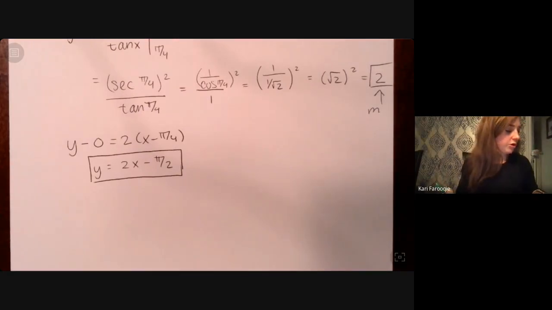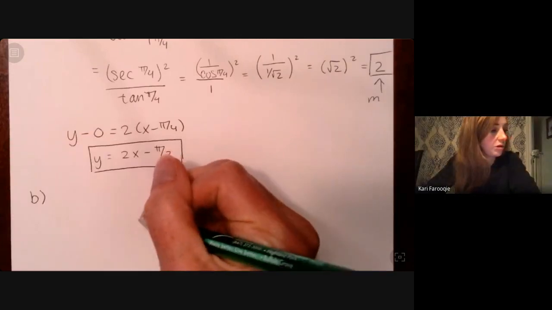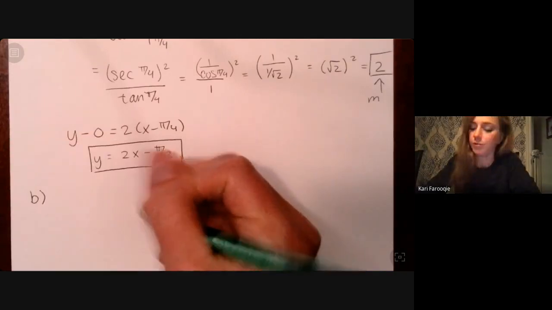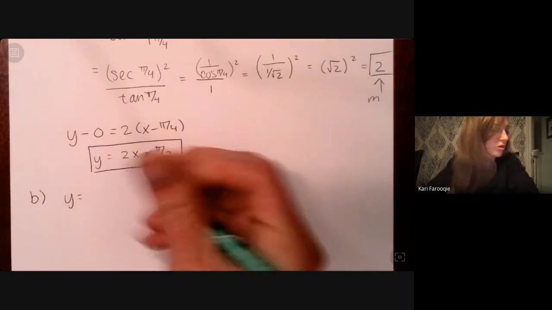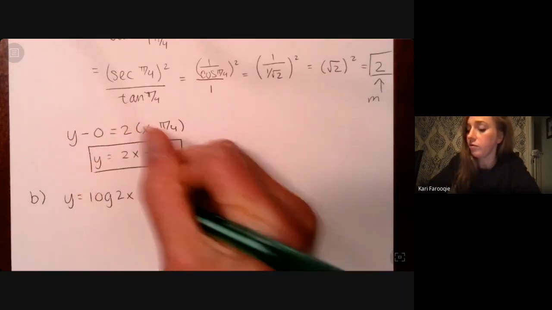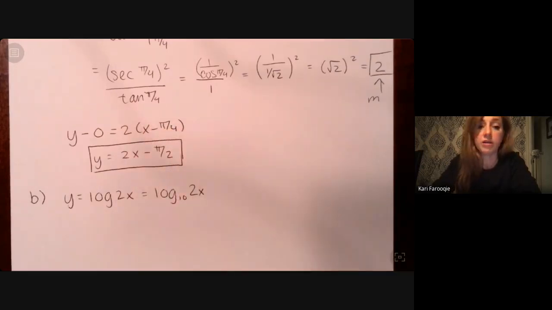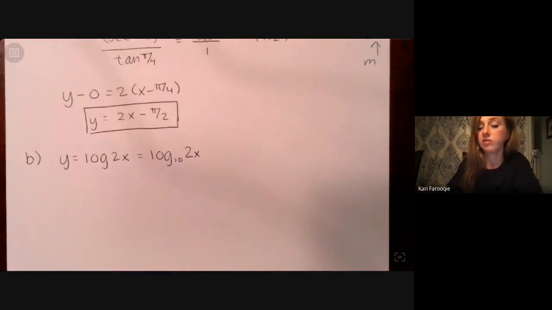All right, now let's work on one that has a logarithm with a base 10. This will be y equals, and I'm going to write this two ways. I'm going to give it to you both ways. Log 2x, and I want you to note that that's the same as log base 10 of 2x. So remember, when the base is not listed, it is assumed to be 10.